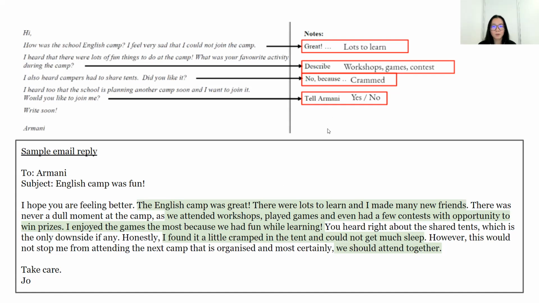So once more, the summary, you have to understand your task. What is the task here? The task is to reply to an email that your friend had written to you. And what had happened to your friend? He was sick and could not attend the camp. So that's why you're providing information. So therefore, this task would be to reply the email and to write to a friend. Your tone should be informal because it's a friend, right?